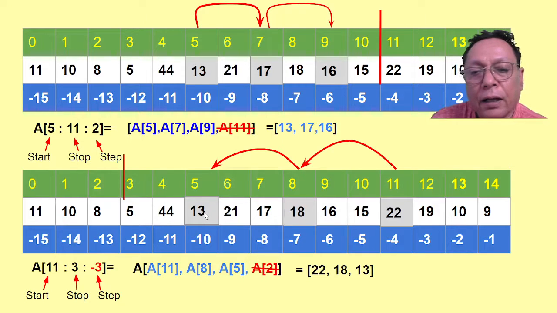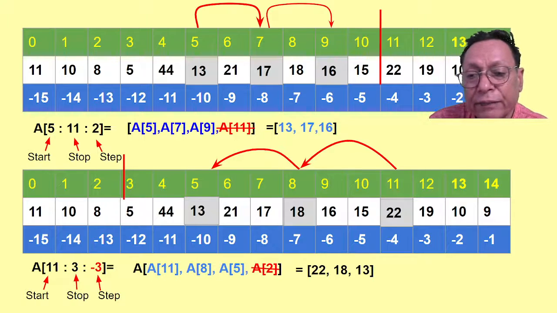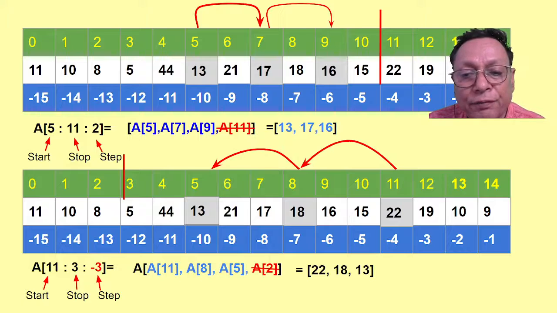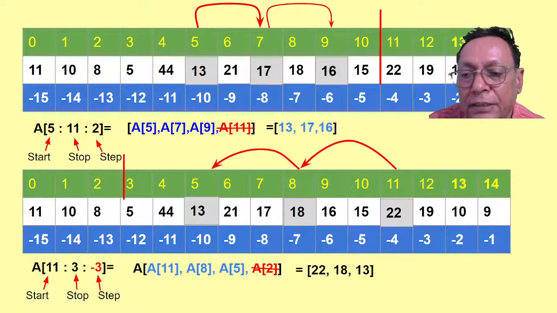So this way A11, stop at 3, and a step of -3 will give you A11, the starting index, then gap of 3, A8, then gap of 3, A5, then gap of 3, A2, which is not possible. So it will give you 22, 18, and 13 as a slice.